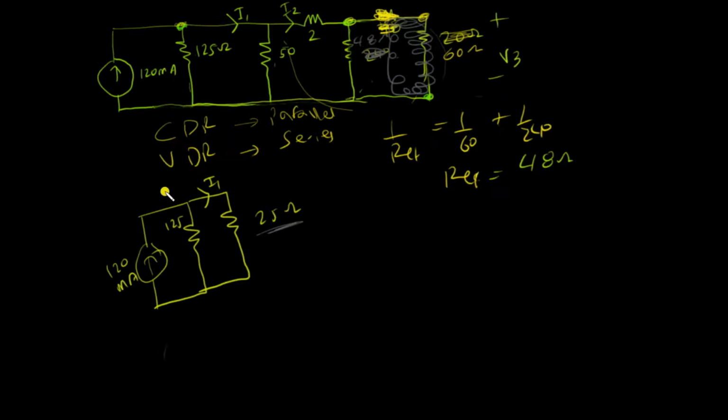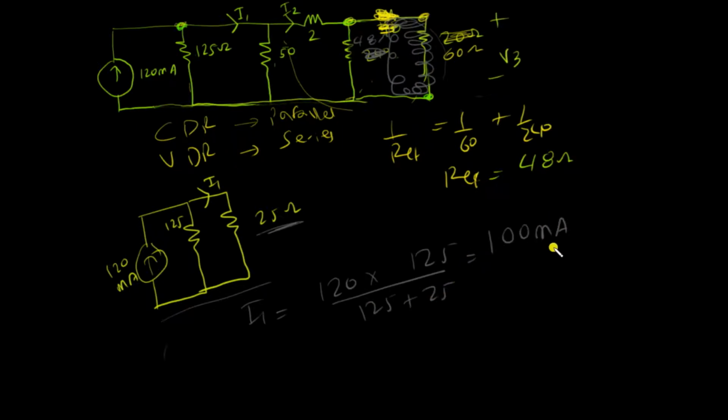So now this looks like a perfect circuit to apply the CDR. So I'll just apply the CDR for I1. The CDR states that I1, basically the current in the 25 ohm resistor, I will multiply the total current, which is 120 milliamps, multiplied by the other resistor in the parallel combination, which is 125, divided by the sum of both of these. So this will yield a value of 100 milliamps. The reason I keep the unit milliamps is because the unit of 120 was milliamps. So this is basically I1.